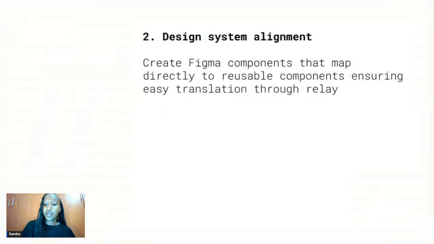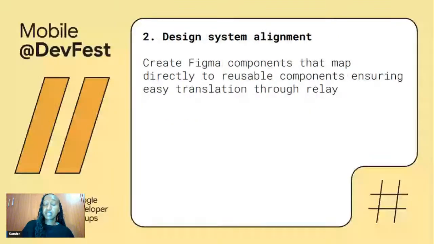So the second one, the design system alignment. So create Figma components that map directly to reusable components, ensuring easy translation through Relay. I've showed earlier how to create a component and selecting as a group by adding parameters. If it's a button, having the tap handler, there's also the double tap handler. But we just went for a tap handler because it was just like a button for signing in.